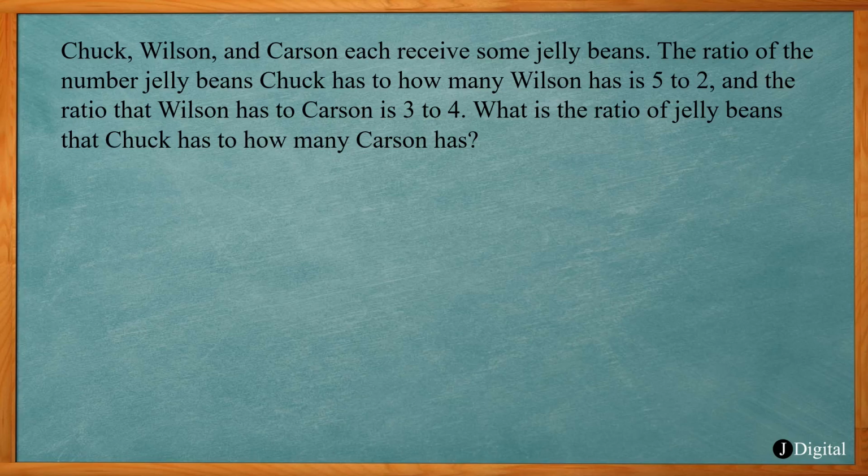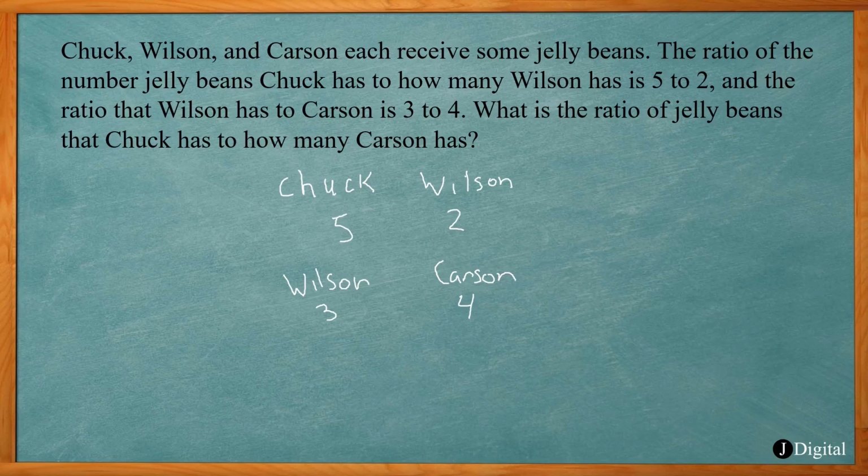Alright, so in this problem they give us two ratios, 5 to 2 and 3 to 4. So we have Chuck, and that's 5 to 2. And then we have Wilson and Carson, and that is 3 to 4.